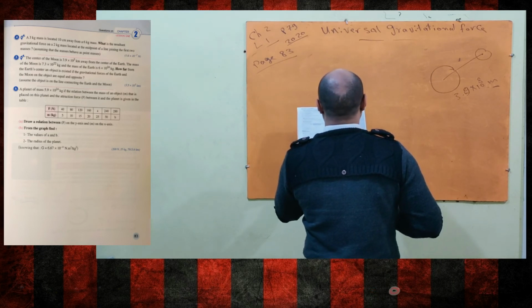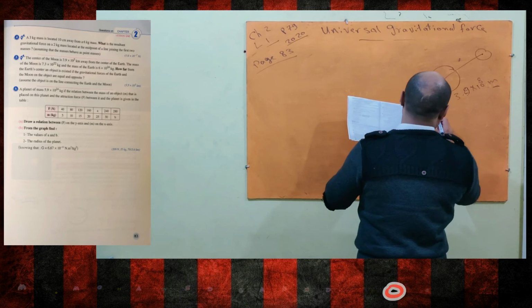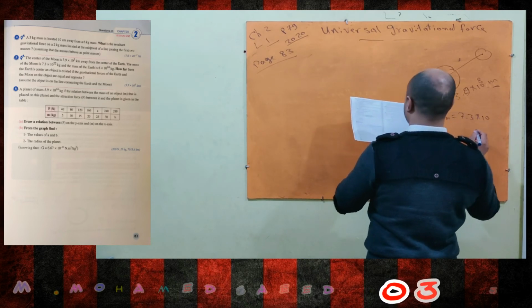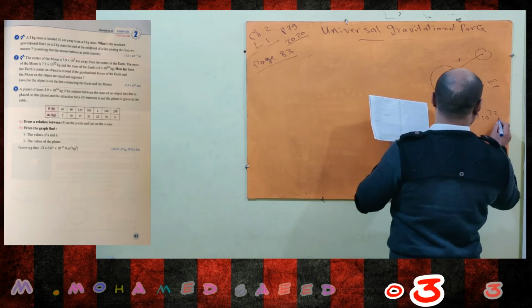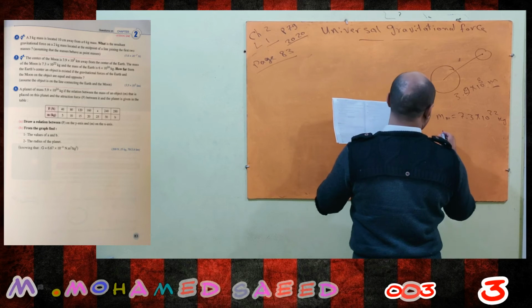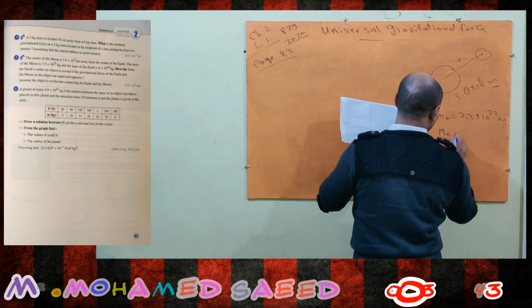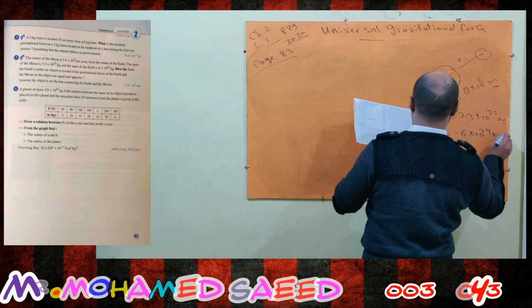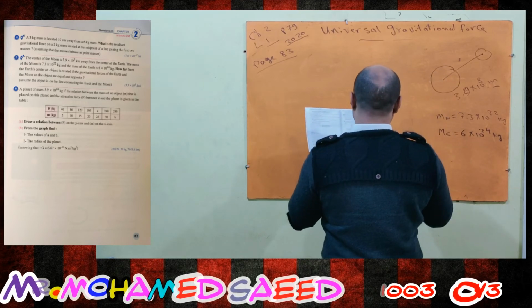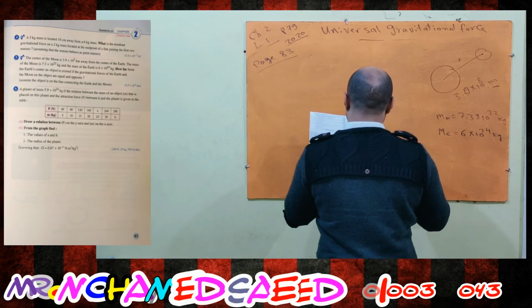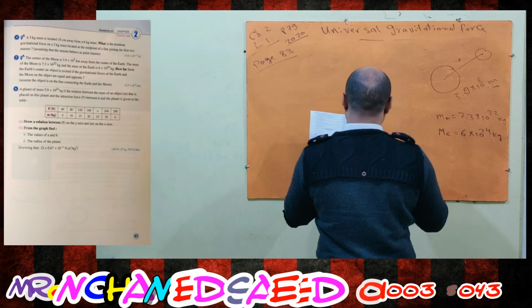The mass of the moon is 7.3 times 10 to the power 22 kilograms. The mass of the earth is 6 times 10 to the power 24 kilograms. How far from the moon on the object are equal and opposite.